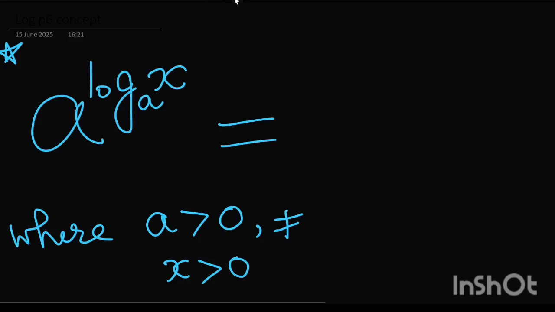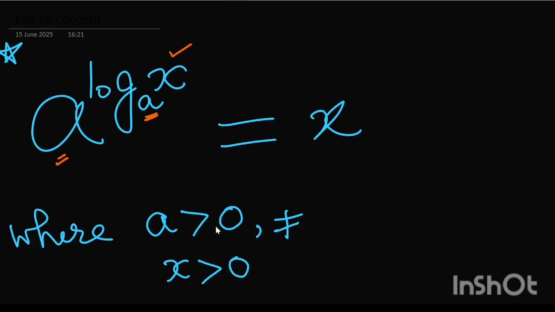Let's take another rule, guys. Now, a to the power log x base a. Here the base of the log is a and it is in the power of a. So it is equal to what? This property says that if a and a are both in these positions, whatever is in the argument is the answer. So it is x. So a to the power log x base a is equal to x.